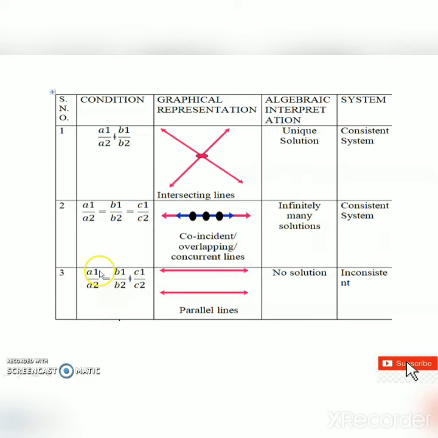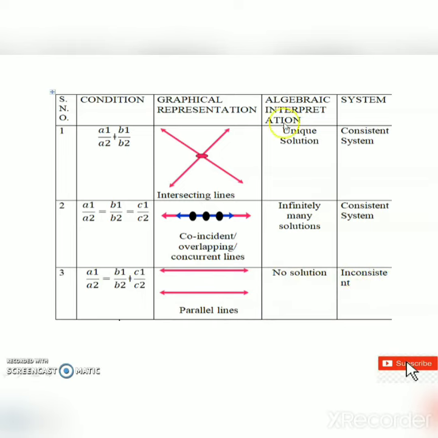Now the third condition is A1 by A2 is equal to B1 by B2 is not equal to C1 by C2. When this condition is there, the lines are always parallel. We know in parallel lines, the distance between both the lines is the same, and when extended, they will never meet. So as the lines are parallel, they will never meet. If they don't meet, how will there be a solution? That is why whenever the lines are parallel, you have no solution, because they will never meet. As there is no solution, the system is inconsistent.